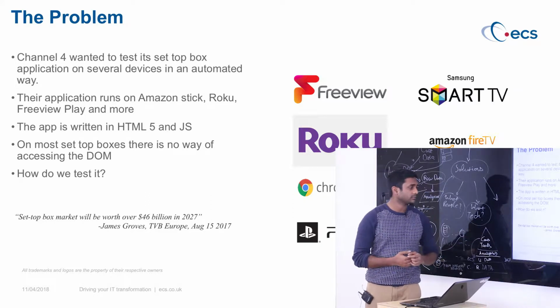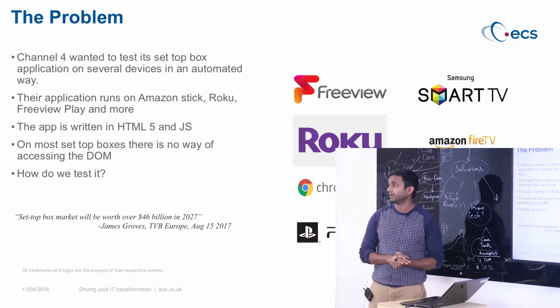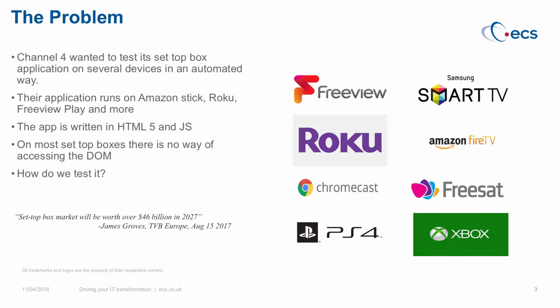And the quote there may be a bit small, but the set-top box market will be worth over 46 billion by 2027. More people are watching TV through IPTV, through Netflix, than they are using regular terrestrial TV. People want on-demand TV. That's not really a new demand, but the volume at which this is happening is growing rapidly. And also, every major TV channel around the world is looking to build their own application that can run on these devices, and Channel 4 is one of the early adopters of it.